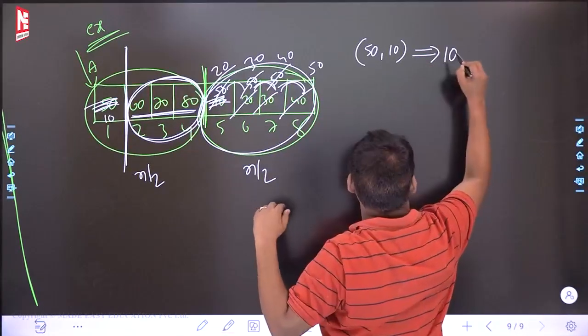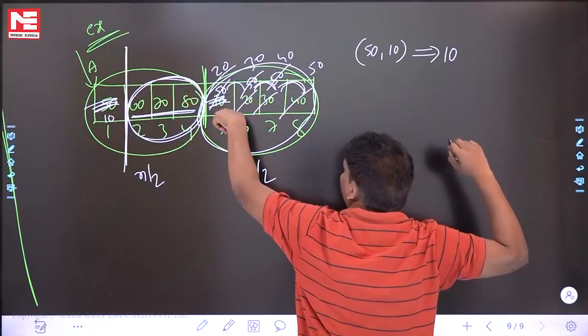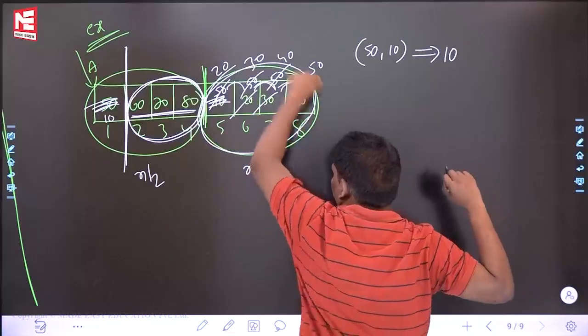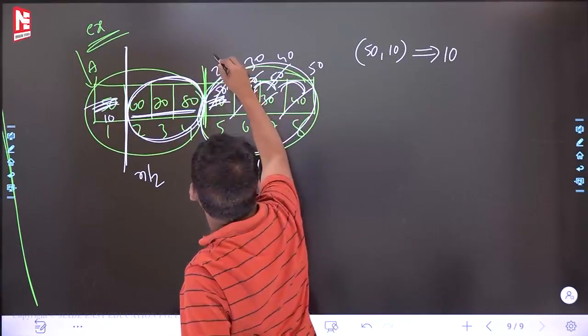50, 10, smaller is 10. So 10 will go to the first place. First place person will come to this plus first place. Because of that reason, second half is disturbed. To make it alright, what is the answer? You have to compare with everyone like this.